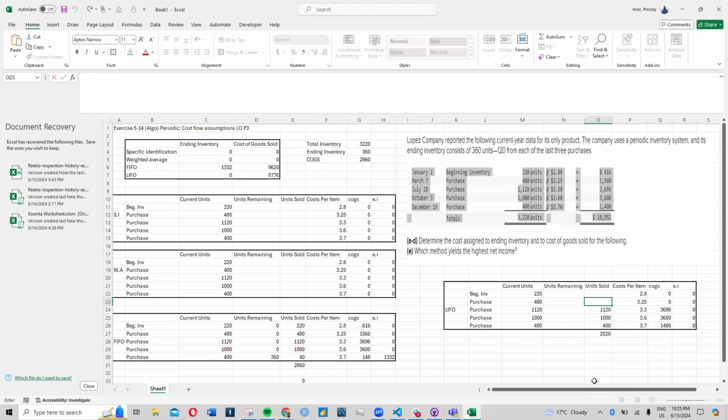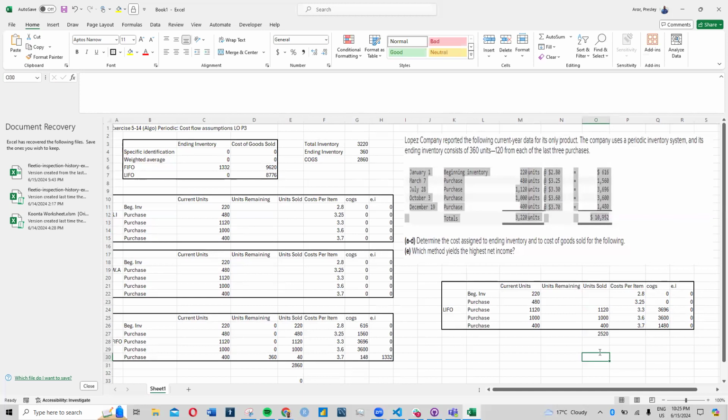Now, just to be sure, I could just do this minus this. And I know 340 is what I need out of this. So 340. Now I have everything I need. And remember that this has to be equal to 360, and this has to be equal to 2860. So I just do this minus this to know how much I have left. And I know I did not sell any of this. So I am good in that.